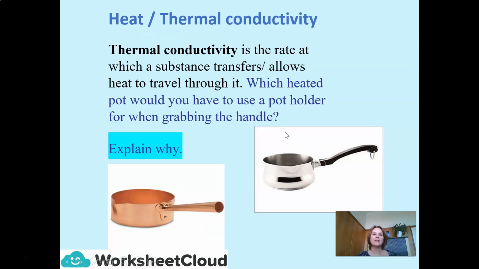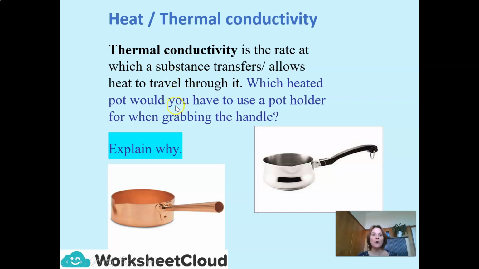We're now going to look at heat or thermal conductivity, which I mentioned earlier. With the thermometer, if you have a glass thermometer, it is a good thermal conductor. So listen carefully to the definition and you will understand what I was telling you. Thermal conductivity is the rate at which a substance transfers or allows heat to travel through it. Okay, so it allows heat to travel through it, like the glass thermometer will allow heat to travel through it.